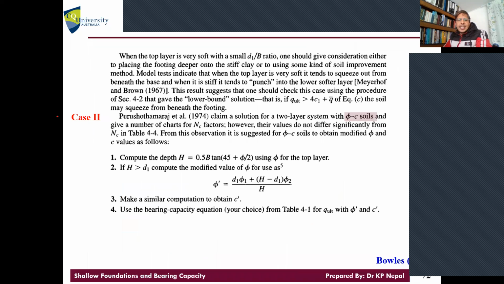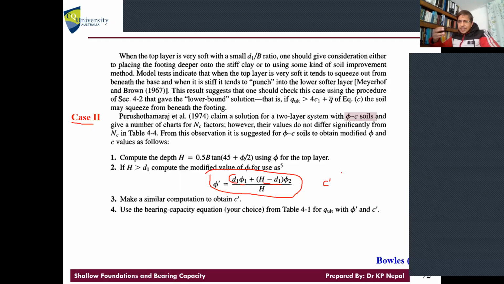Okay, so the second case is what? C-phi soil. What we do is we modify the phi value using this equation. What is this equation? It uses the first layer depth, this one, and the phi value for the first layer. This is the depth of the second layer, right? Of course, we don't go below the H value, up to the H value. And then we combine that, and we also calculate C. This is the combined calculation, you see.